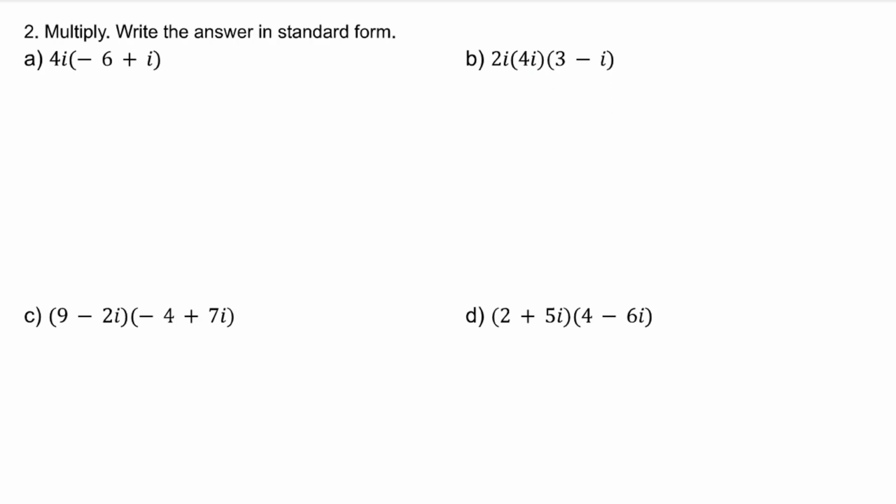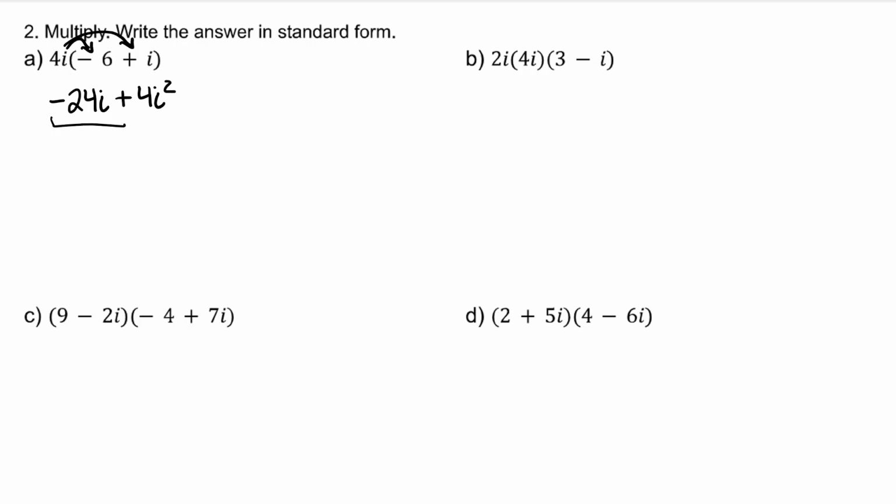Multiplication with imaginary numbers is very similar to multiplication with binomials or variables, but the difference is that every time you multiply i times i, you get i squared, and i squared is now back to being a real number, so you'll need to do that in your simplification. To begin, let's distribute 4i times negative 6 plus i. Negative 24i plus 4i squared.